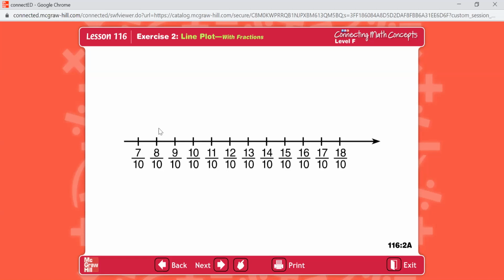Fact E, Bernie collected 1 moth that was 14/10 inches long. 1 X is going to go right here. This is what you should have. The length of the shortest moth is 8/10, where we have 1. The length of the longest moth is 18/10 inches, where we also only have 1. There are 3 moths that are 10/10 of an inch long.